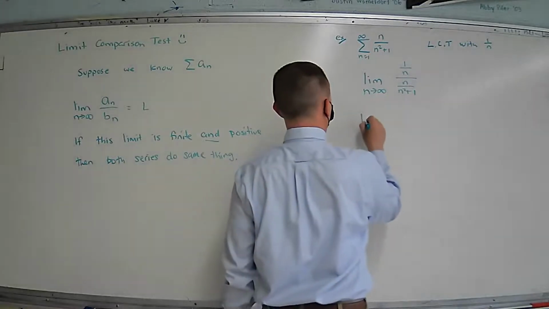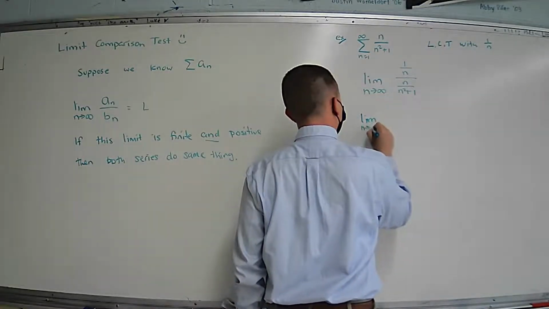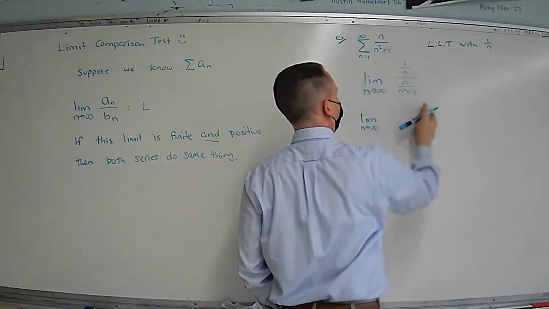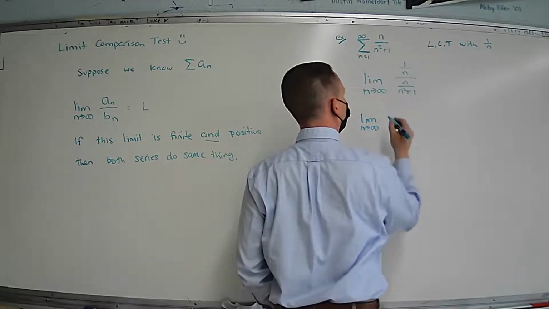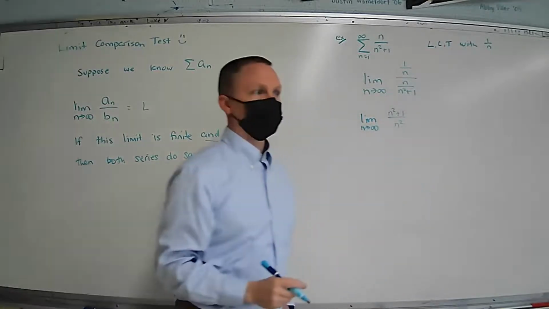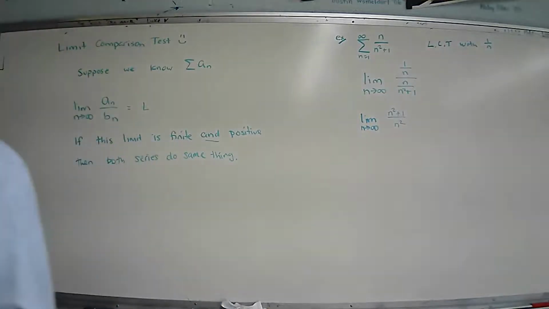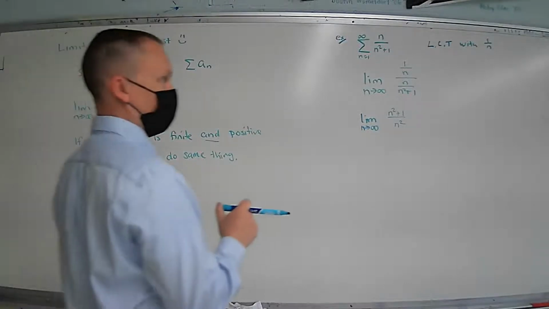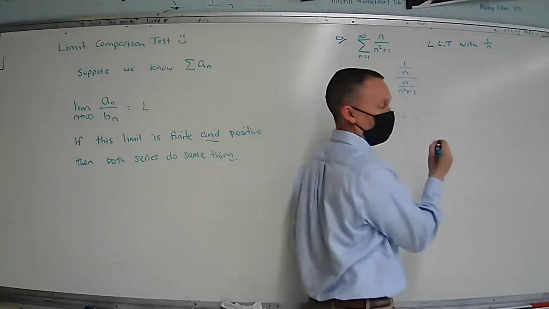And after you do some algebra, when you simplify this fraction here, you're going to get n squared plus 1 over n squared, if you multiply by the reciprocal. And what's the answer to that limit? What is it? 1. I heard 1.